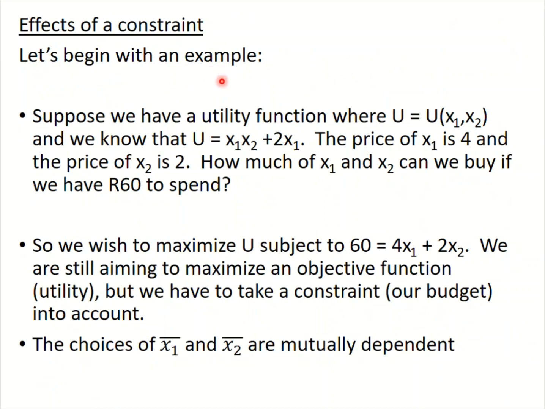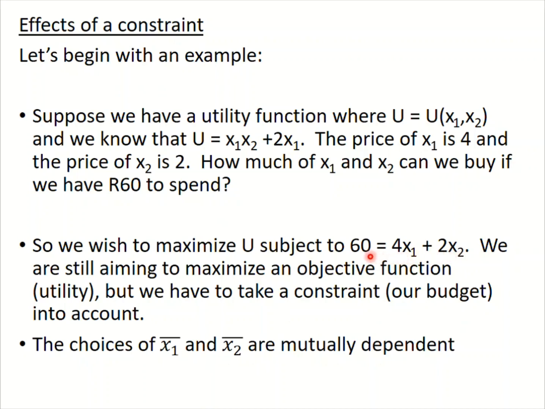Let's start with an example. We're going to work with a utility function, and we are told that the utility function looks like that. And the price of good 1, which we are labeling x1, is 4, and the price of good 2, which we are calling x2, is 2. All right, and we want to know how much of x1 and x2 can we buy if we have 60 Rand to spend, and we want to maximize our utility subject to this constraint.